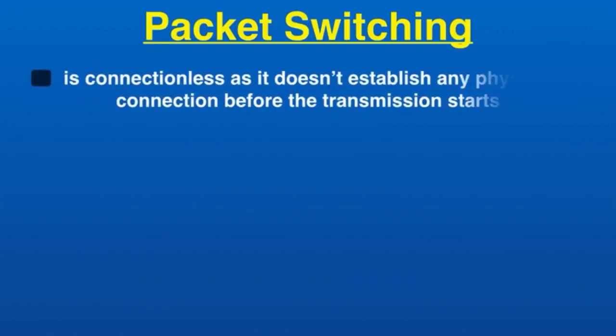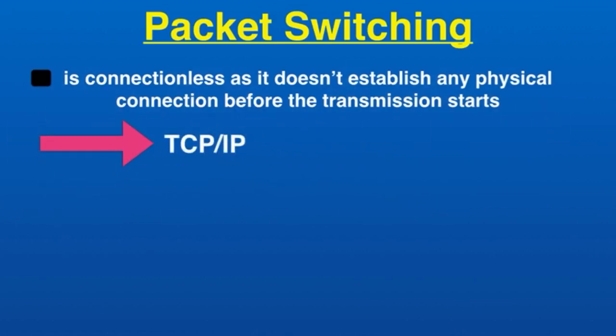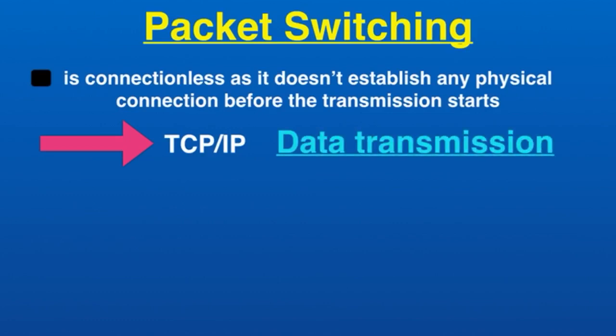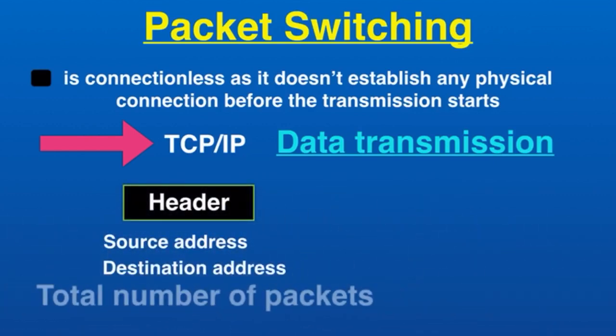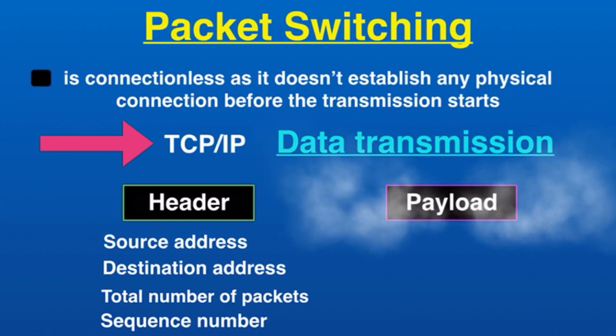Packet switching is connectionless, as it doesn't establish any physical connection before the transmission starts. It normally works on TCP/IP network and is initially designed for data transmission. In packet switching, before data is transmitted, it is divided into some parts called packets. Each packet has two parts, header and payload. Header contains the information of source address, destination address, total number of packets, and sequence number. This information is used by routers to direct the packets towards its destination, and payload carries the actual data.